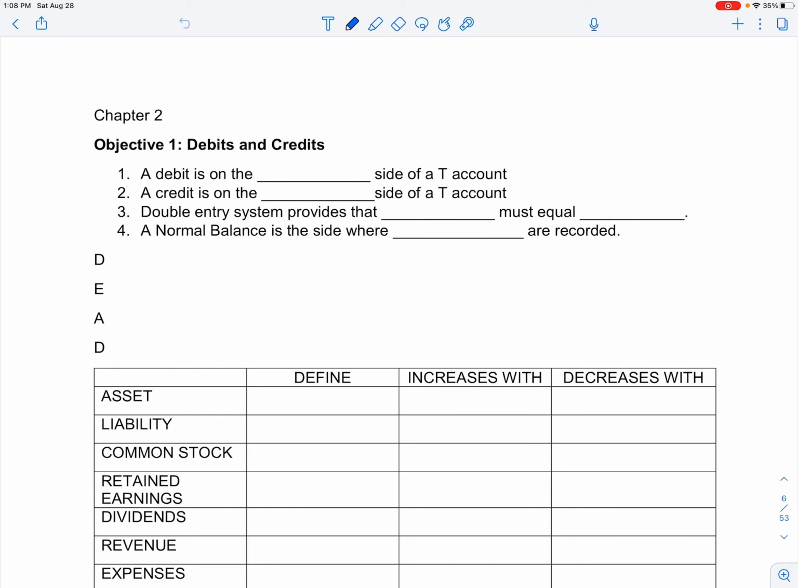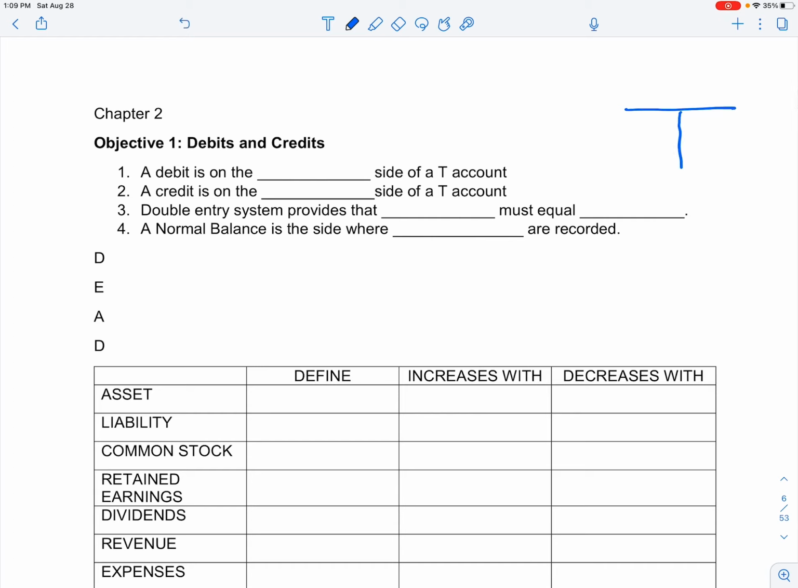When we talk about a T account, these are the accounts that we're going to keep track of all of what's happening in each account. For example, we have cash. We're always going to put the debit on the left, credit on the right. So when they say a debit is on the blank side of a T account, a debit is on the left side of the T account. A credit is always on the right side of a T account.